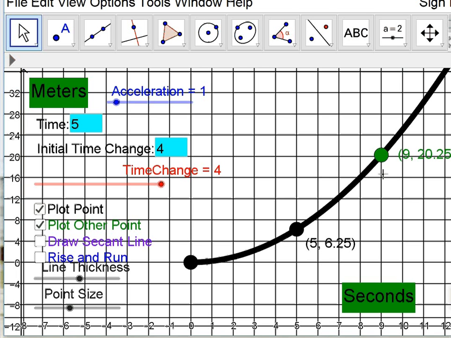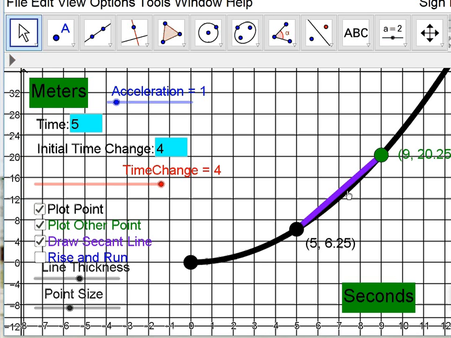So what we're going to do is plot another point on the graph. So this point is (9, 20.25). That means that after 9 seconds, this car has gone 20.25 meters. All right, fair enough, right? Well, in this class before, we learned the concept of average rate of change, which is the slope of that purple line that we just drew.